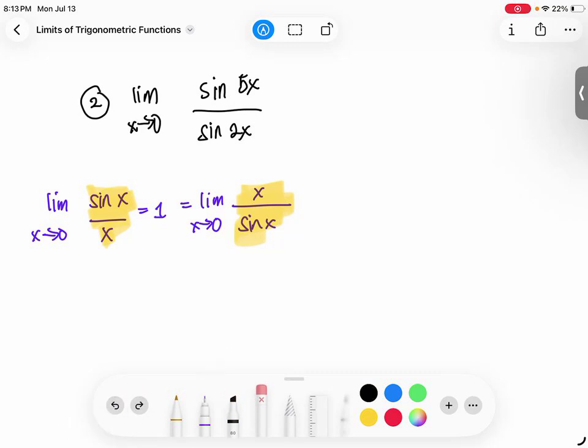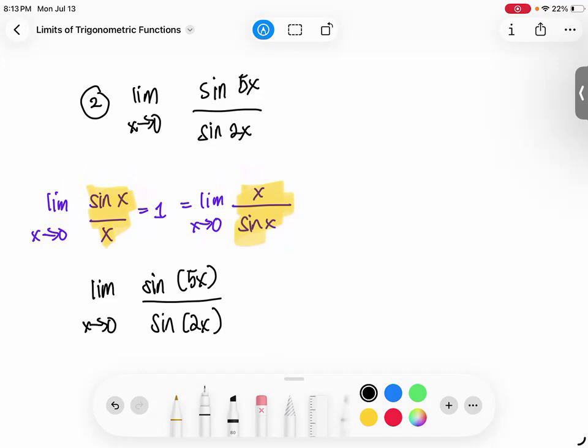We have the limit of sine of 5x over sine of 2x as x approaches 0. Now, we can multiply this expression based on what we need. We want to make it of the form sine of x over x. So we need 5x in the denominator and 2x in the numerator.